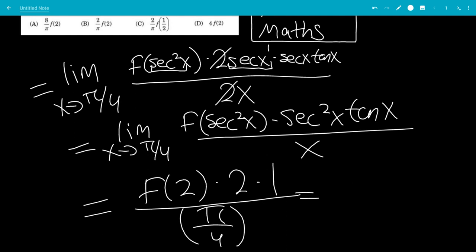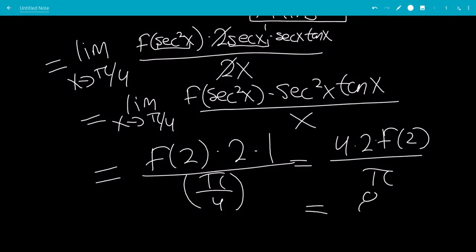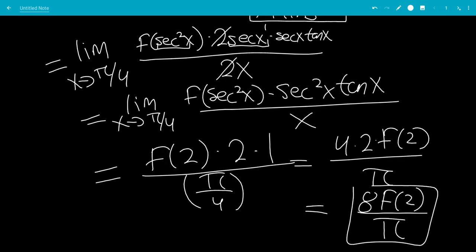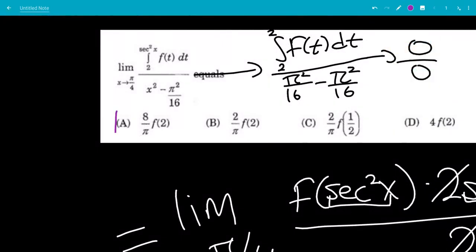We're going to take the reciprocal, so this will be 4 times 2 times f of 2 all over pi, which will be 4 times 2 is obviously 8, f of 2 over pi. So in this case, we would pick choice A because that's the correct answer, and that's the end of the video.